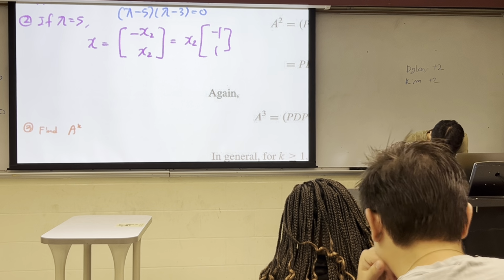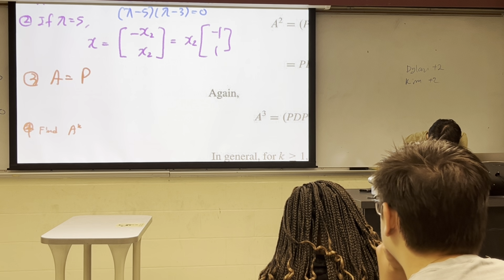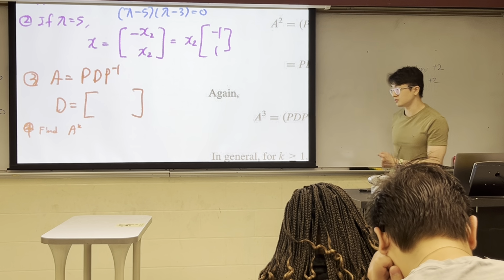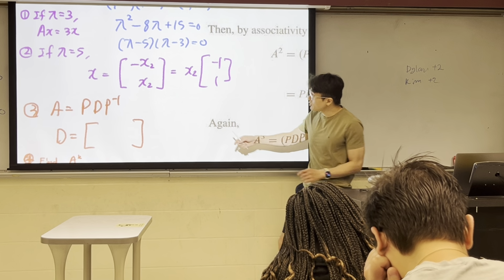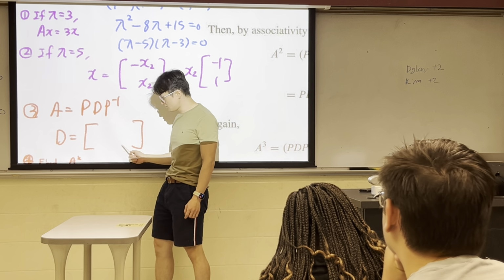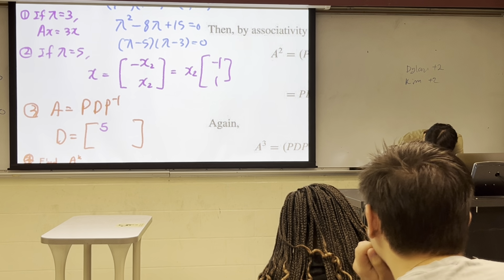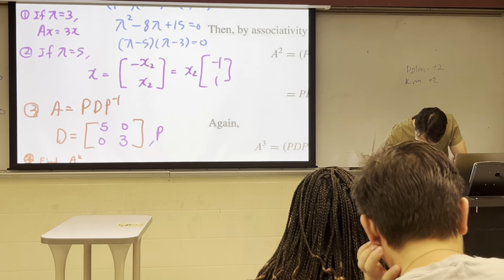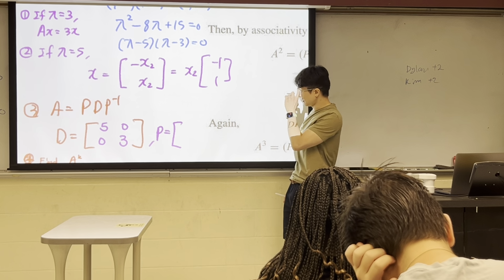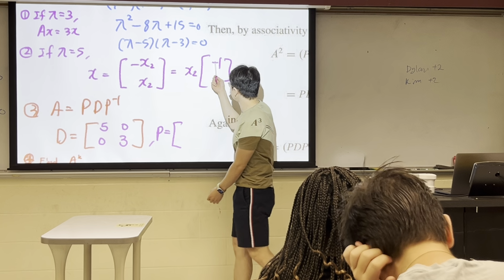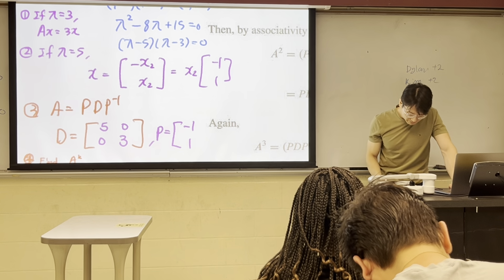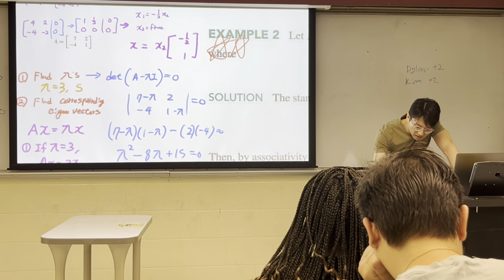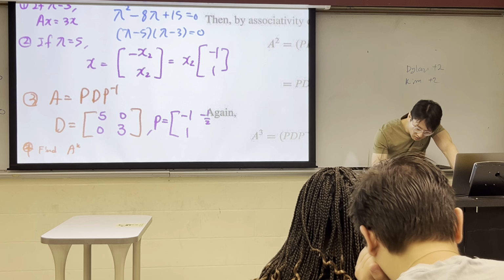The next question: A is PDP inverse. Now I want to find D first. D is simply copy-pasting the eigenvalues. We have eigenvalues 3 and 5, right? So 5, 3, that's it. I just copy paste the eigenvalues on the main diagonal. And then P should be the corresponding eigenvectors. For 5, -1, 1. And then for 3, I think we found -1/2 and 1. And this will be P.